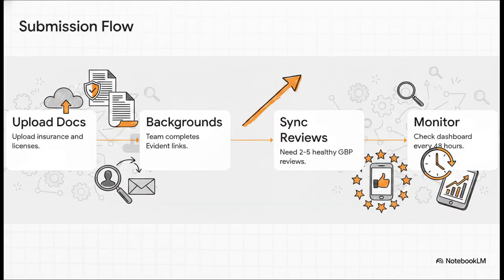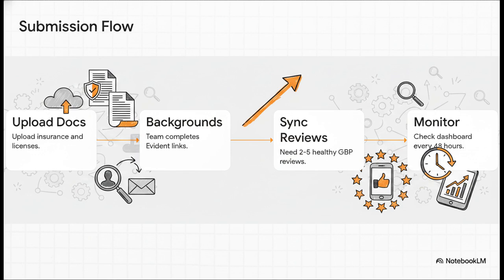Now for the actual submission flow. You're going to navigate over to the Business Verification tab to upload your insurance and licenses. Make sure your business name matches your Google business profile perfectly. Then initiate that Evident background check. You'll want to remind your field employees to check their emails and knock out those links immediately.